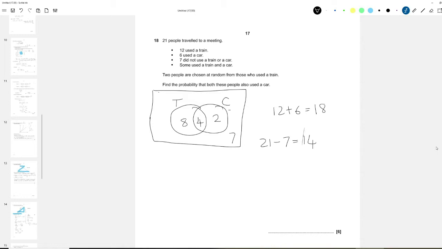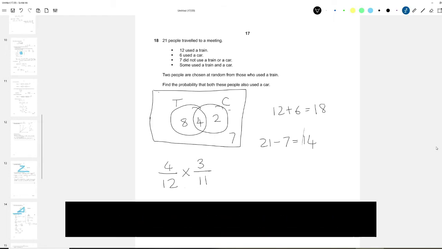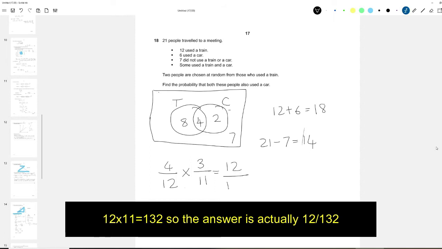Now, it says 2 people are chosen at random from those who use a train. So it has limited the amount of people you want. The people who use the train was 12, so it would be out of 12. And the people who use a car would be 4 out of 12. Now, if you have picked one of them, for the second one it will decrease by 1. So there will be 3 people out of 11 that use a car now. So when I times it together, I'll get 12 over 121. And that would be my final answer.